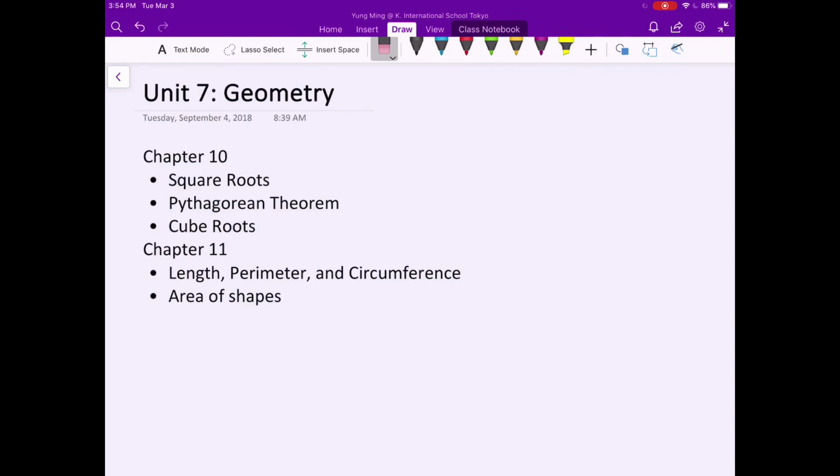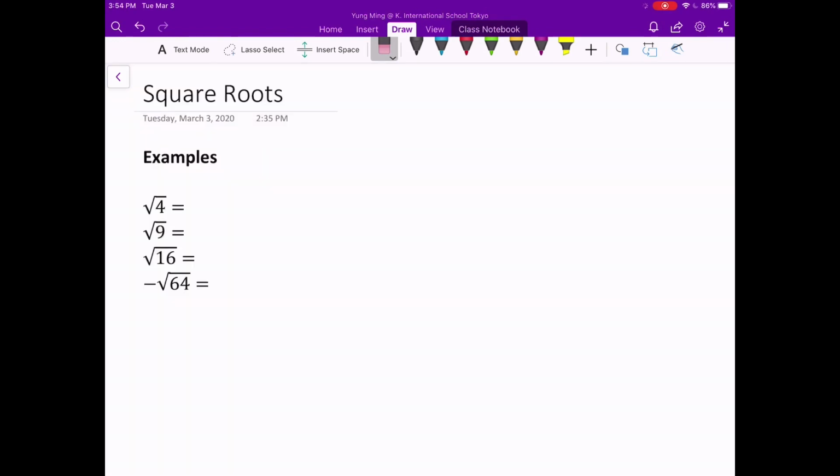Okay, so we are hopping onto Unit 7, Geometry. We will start with Unit 10, Square Roots, Pythagorean Theorem, and Cube Roots. We're gonna start with square roots today. Okay, so here we go. Our title for today is square roots.